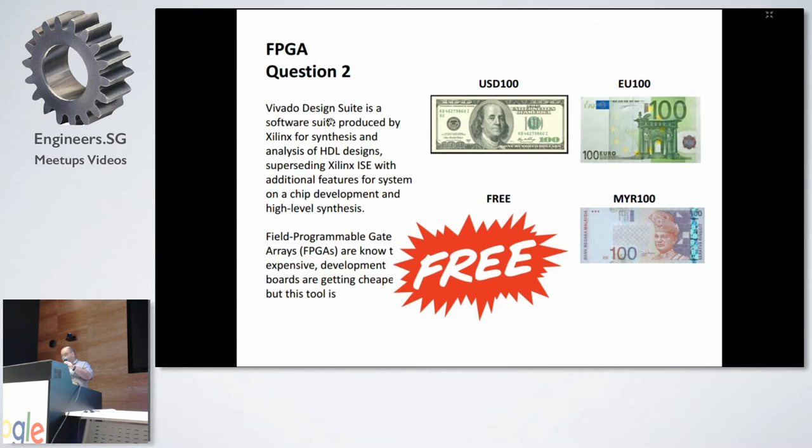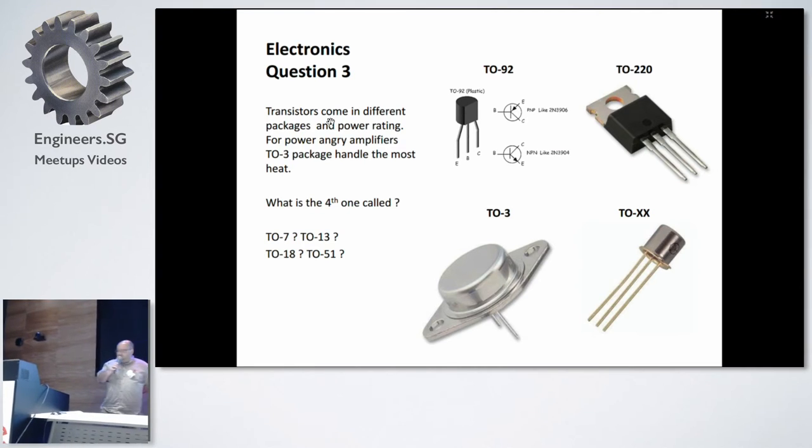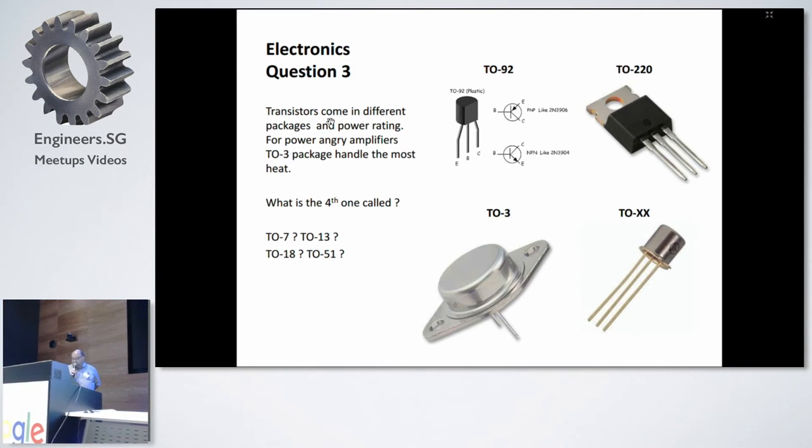Okay. Question number 3. Transistors. In my old days, I used to use the TO3 to build audio amplifiers and also power supplies. We are all used to the TO92, that small little transistor we use to drive LEDs and everything. The TO220 is a package usually used for a voltage regulator. TO3 is less usual, tending to drive some proper amps into speakers. But what is the other one, which is usually used for transistors in RF, HF or that sort of electronics? It's either TO7, TO13, TO18, or TO51. I've also learned it today.